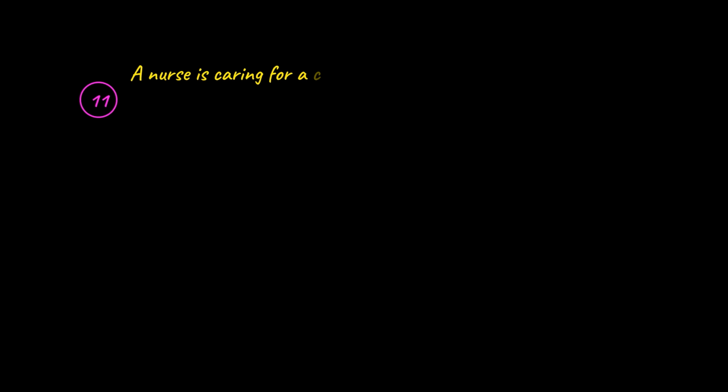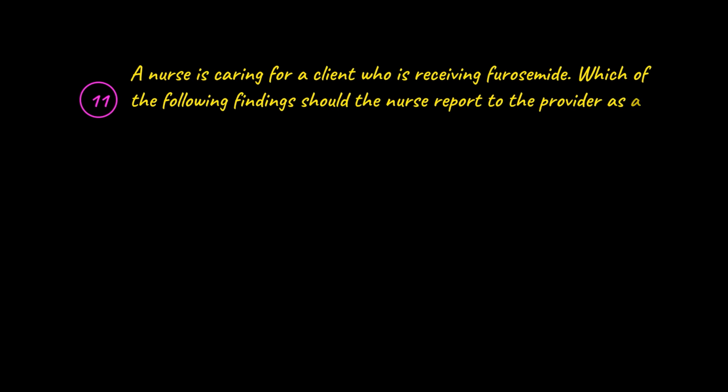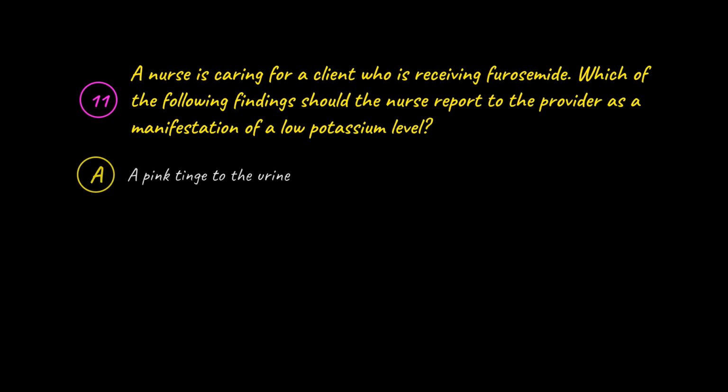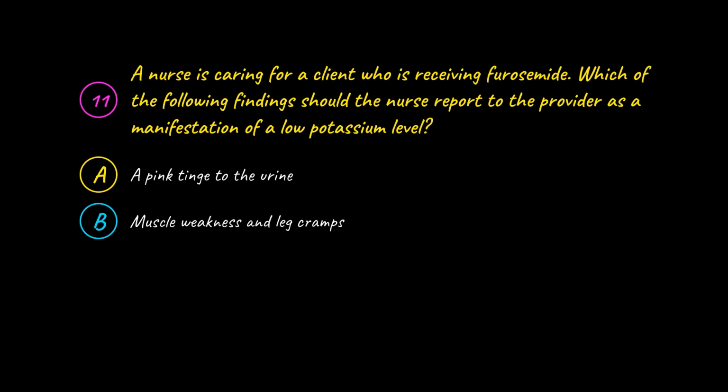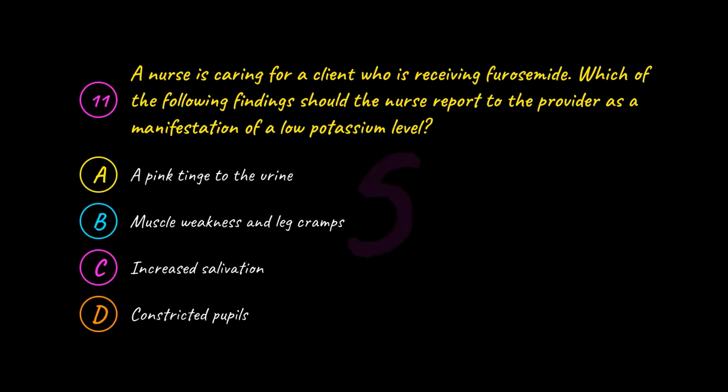Question 11. A nurse is caring for a client who is receiving furosemide. Which of the following findings should the nurse report to the provider as a manifestation of a low potassium level? Your options are A, a pink tinge to the urine, B, muscle weakness and leg cramps, C, increased salivation, D, constricted pupils. Before I reveal it, which one do you think is right?